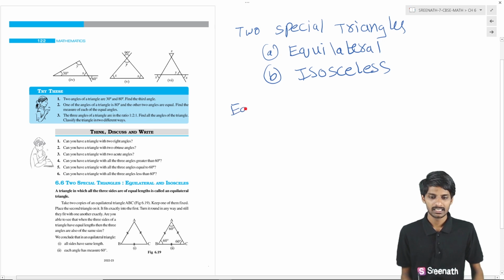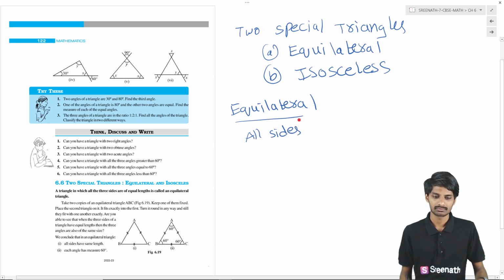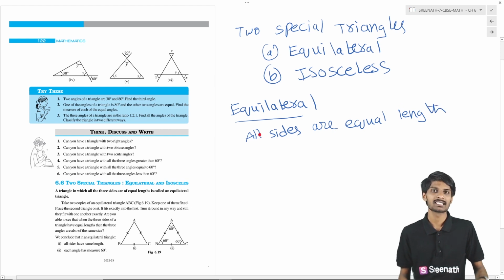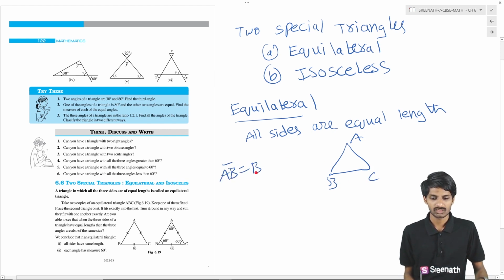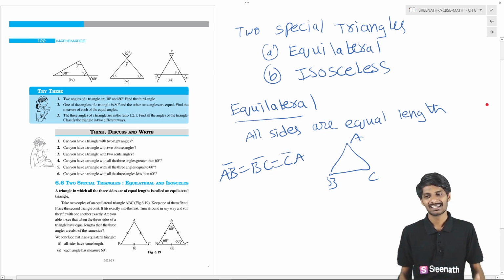So first is the equilateral triangle, students. What is an equilateral triangle, students? I will explain you clearly. If we have a triangle in which all sides are equal in length, we call it an equilateral triangle. Suppose you take a triangle ABC, if the length of AB is equal to the length of BC equal to the length of CA, then we say the triangle is an equilateral triangle, students.